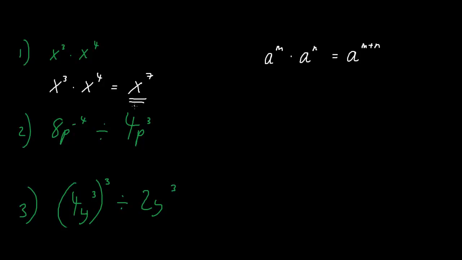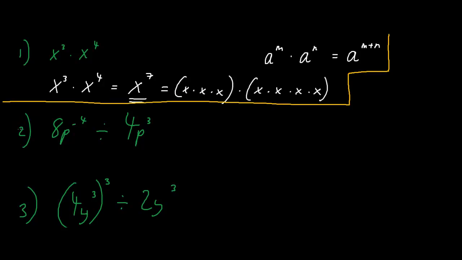You can also think of this expression as x times x times x multiplied by x times x times x times x. So as you can see here, if we multiply all these x's, we get x to the power of 7.